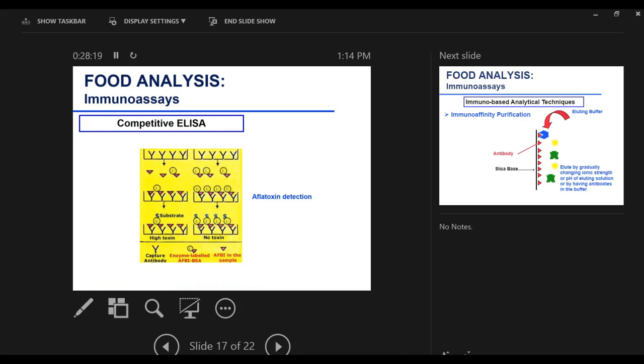This is, for example, aflatoxin detection. So if you have aflatoxin in your sample at high amount, then you have low absorption, that's high toxin. If you don't have as much, all of the labeled ones will be bound, and then you have the maximum absorption, that means no toxin.